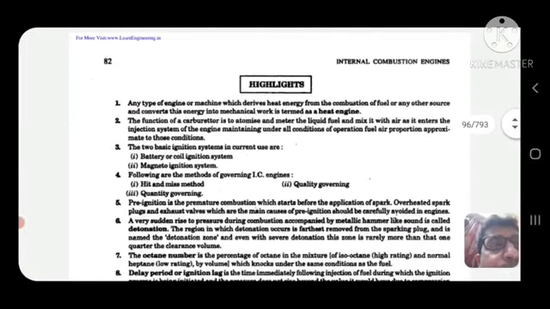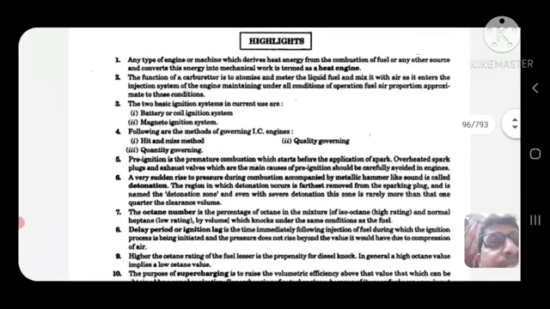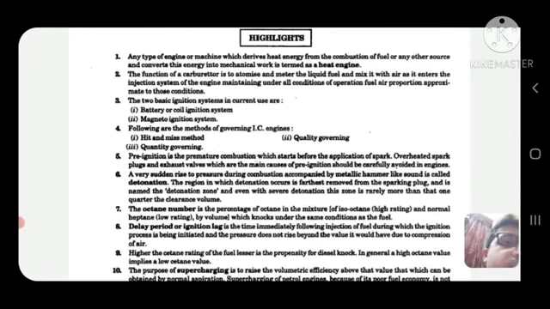Now, any type of engine or machine which derives heat energy from the combustion of fuel or any other source and converts this energy into mechanical work is termed a heat engine.